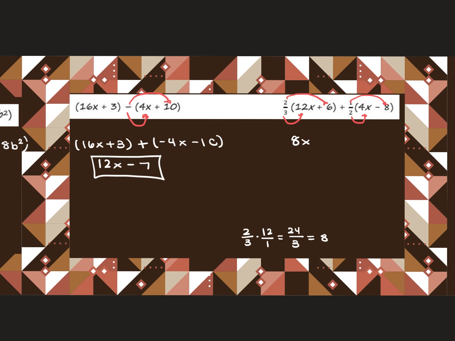Again, I'm going to do the same with my 6. So I have 2/3 times 6 over 1, which gives me 12 over 3, which is equal to 4. So I have 8x plus 4 over here. Then I'm adding it together. So I have 1/2 times 4x, which gives me 2x. And then I have 1/2 times a negative 8, which gives me a negative 4. Now I'm just simply going to combine like terms. So I have 8x plus 2x, which is 10x. And then I have positive 4 minus 4, which gives me 0. So I just leave it as 10x.